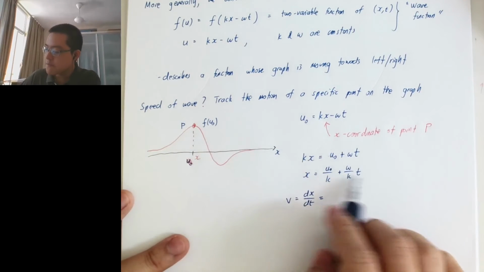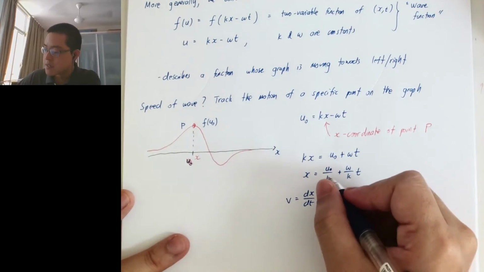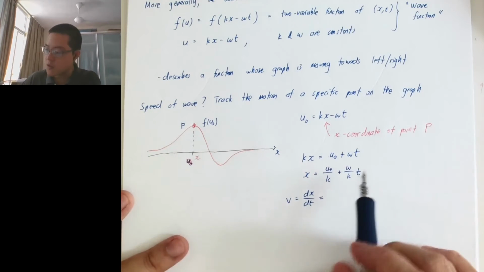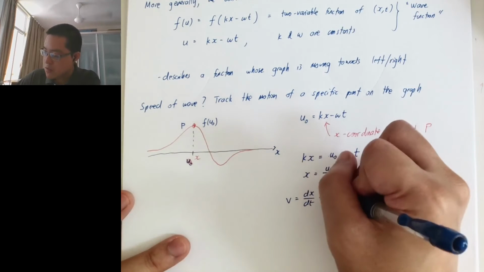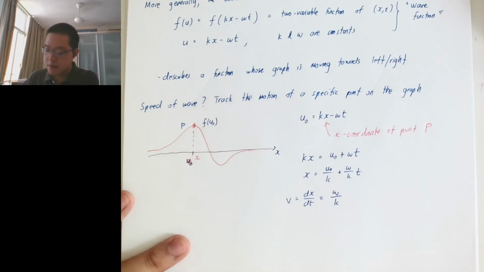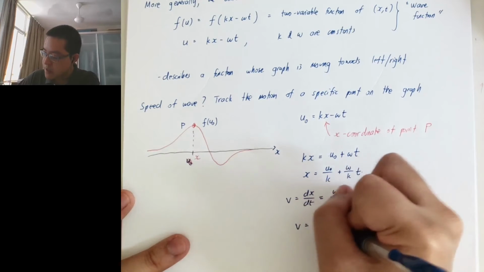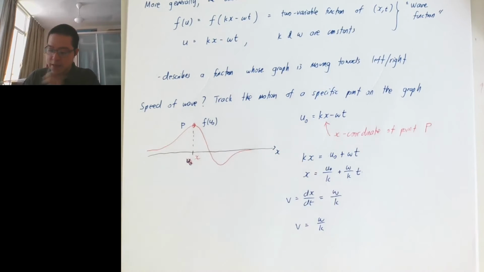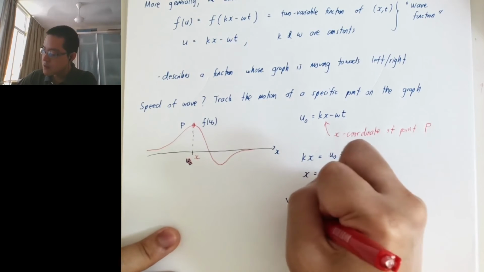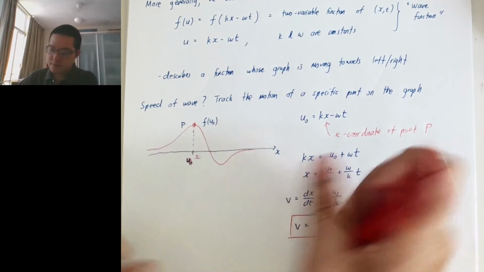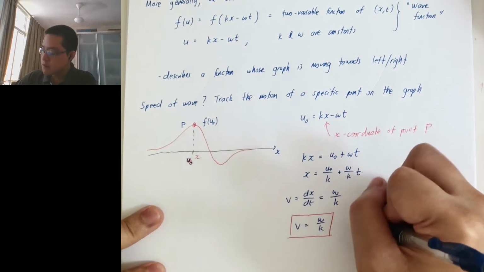And basically I differentiate this, right? So differentiating this, this is a constant, differentiate it, 0. Differentiate t becomes 1, so I got omega over k, right? So from here I found that v is omega over k. This is my wave velocity. Okay, so this is my wave velocity.